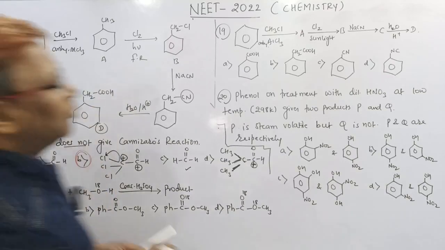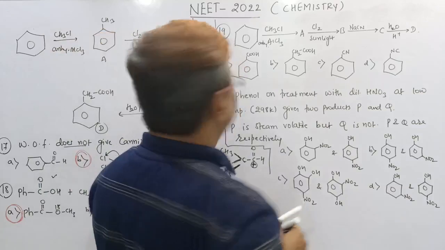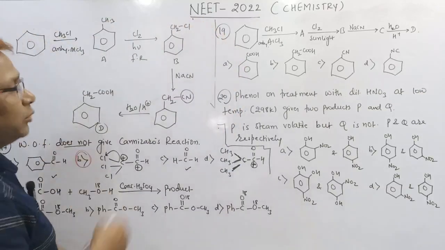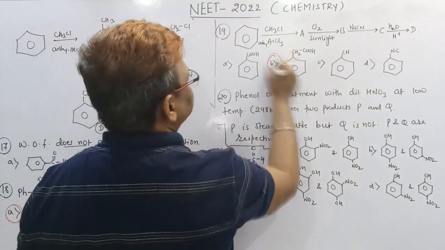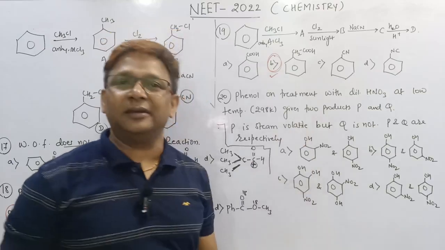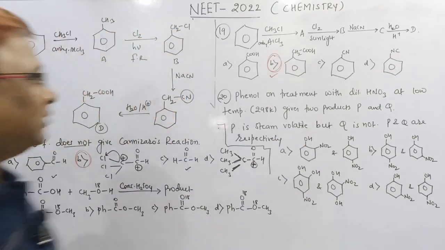They're asking what is the D in the reaction. D means benzene with CH2COOH. You can see beta, option number B will be correct here. Right? Question number 20 now.